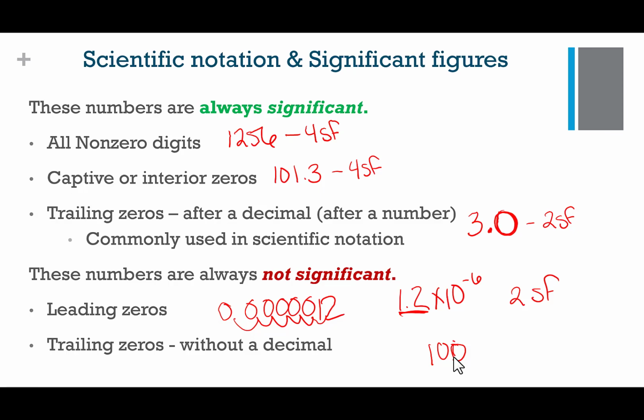So these are the rules for significant figures. These rules, like I said, will be important when you start calculating. So you're going to need to be able to quickly identify how many digits are significant and then use that in your calculations.